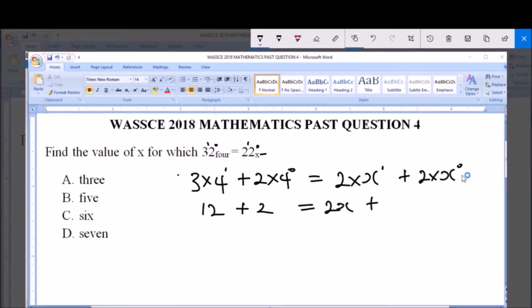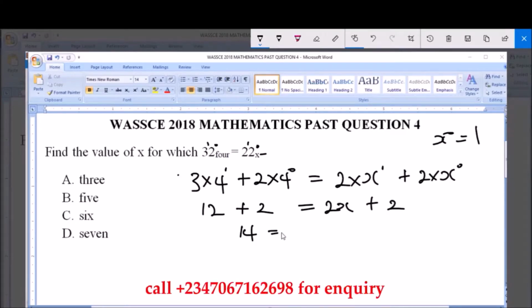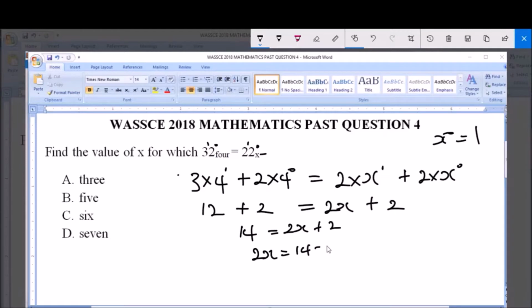This is equal to 2 times x raised to the power of 1, which is 2x, plus, now x raised to the power of 0 is 1, because anything raised to the power of 0 is equal to 1, so 2 times 1 is 2. So from this we have that 14 is equal to 2x plus 2. Now from this we can say 2x is equal to 14 minus 2, which is 12.